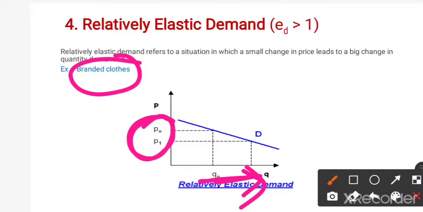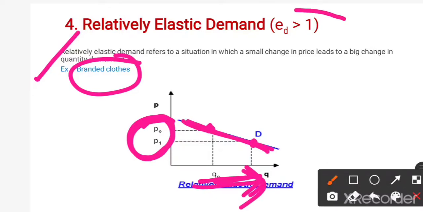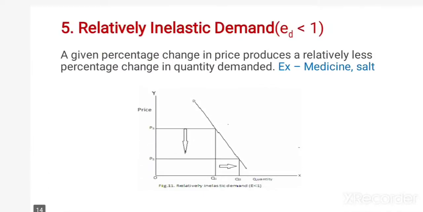Here you have to remember this shape, that is a flat shape. Even if you don't remember the shape, if you remember the definition, you can plot this graph: keep a little change in price and a high change in quantity demanded, join those points and you will get this graph. Here elasticity of demand will be greater than 1. Fine.